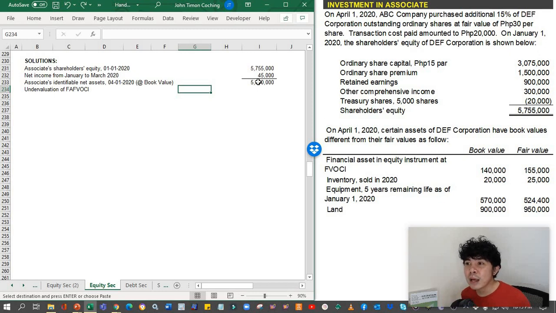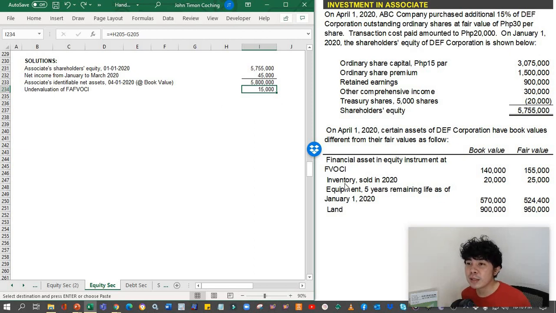So, again, out of 5.8 million, ang amount na nandito is 140,000 pesos. At para maging fair value, kailangan maging 155. So, ang gagawin natin is, i-add natin yung difference ng dalawa, 15,000 pesos. So, yan ay 155 minus 140. So, 15,000 pesos. Tapos, i-add natin yun sa 5.8 million para yung maging value ng financial asset at fair value through other comprehensive income will become 155,000 pesos.